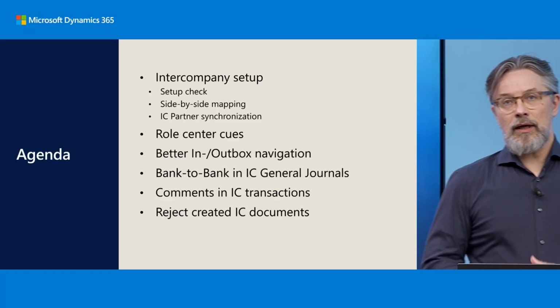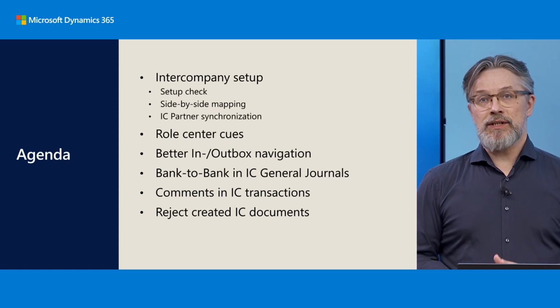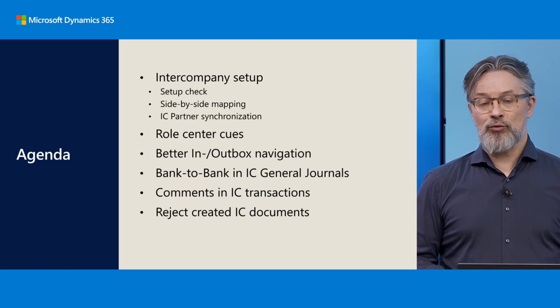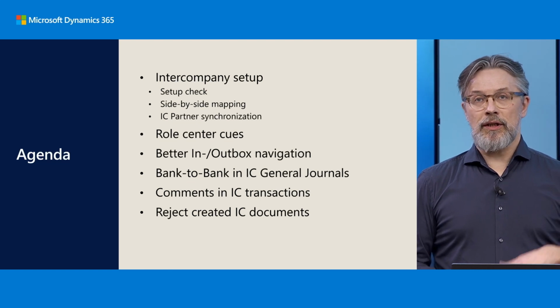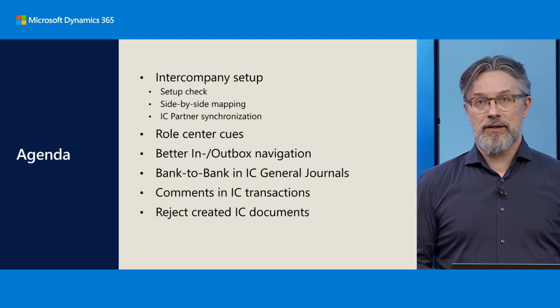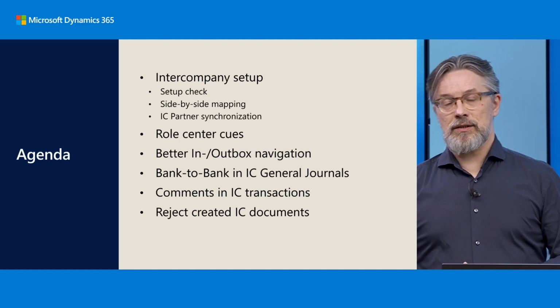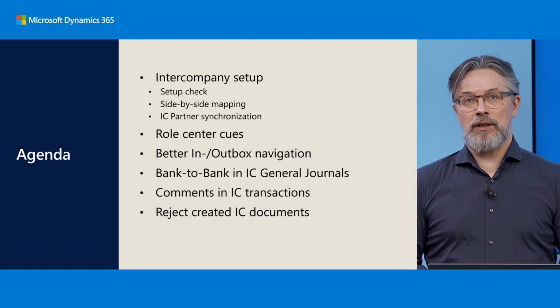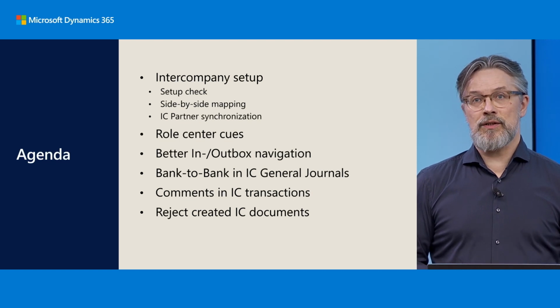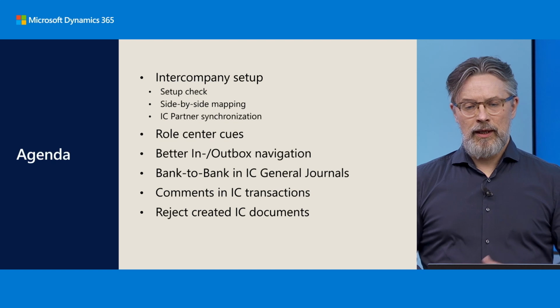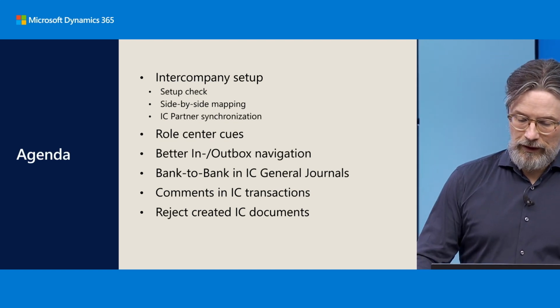My name is Brian, and with me today I have Joshua and Jose, who will tell about the improvements we made to intercompany postings. We made a set of improvements. We've improved the setup so it's easier and hopefully more fail-proof. We've improved the role center, the navigation. We've included bank-to-bank transactions in IC General Journal, and we've added comments in the IC transactions in the in and out box, and we enable you to reject documents even though they are already created. But we'll get into those in a few seconds.